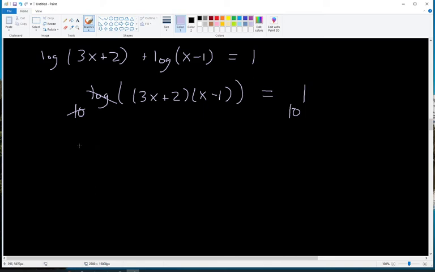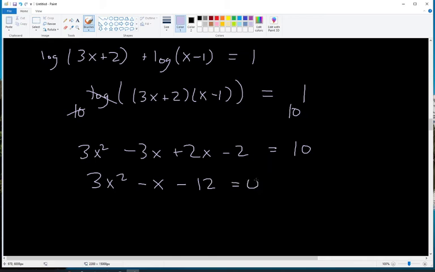And so I get 3x times x is 3x squared, minus 3x plus 2x minus 2. And that equals 10 to the first power, which is 10. So from here, I just need to solve my problem. We got 3x squared minus 3x plus 2x, which is a negative x. The 10 is going to subtract across as a negative 10, so that'll make it a negative 12 equals 0.